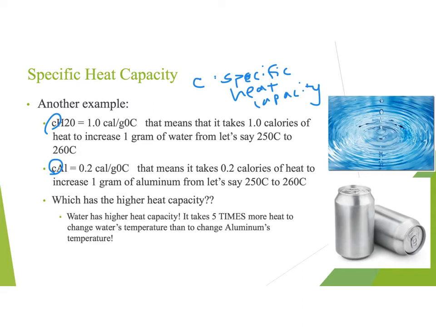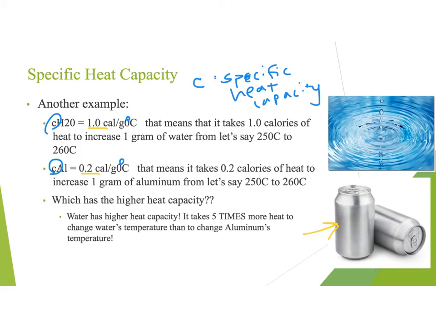And that should be a little degree sign, but the formatting gets screwed up when I put it into this program. In any case, let's take a look at this example. So we have water, which has a specific heat capacity of 1 calorie, versus aluminum, like the can over here, that has a specific heat of 0.2 calories, right?